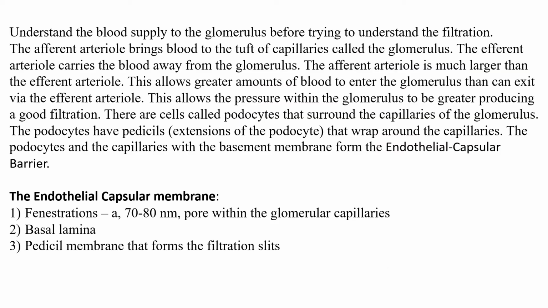So understanding the blood supply to the glomerulus before trying to understand filtration is important. The afferent arteriole brings blood to the tuft of capillaries called the glomerulus, and the efferent arteriole carries the blood away from the glomerulus. The afferent arteriole is much larger than the efferent. It allows for greater amounts of blood to enter the glomerulus than leave it. This allows pressure within the glomerulus to be greater, producing good filtration.